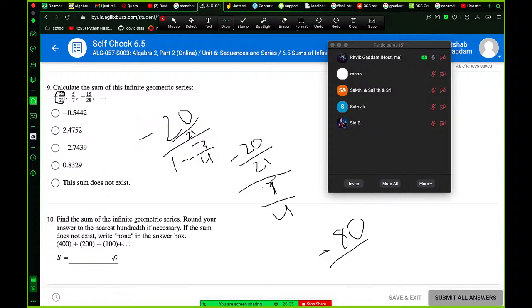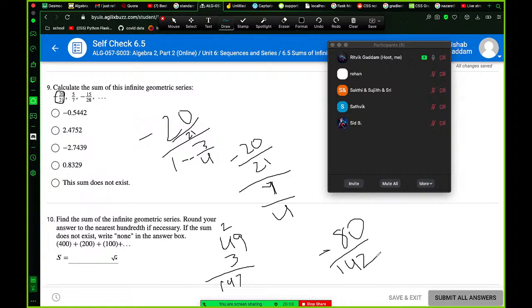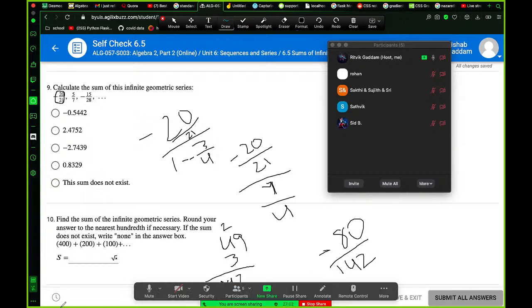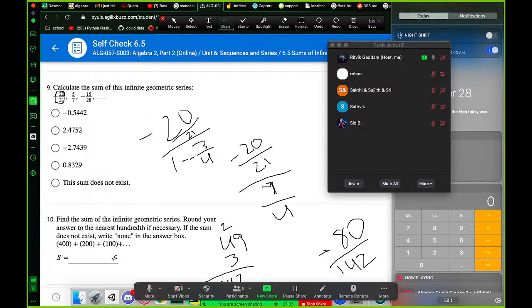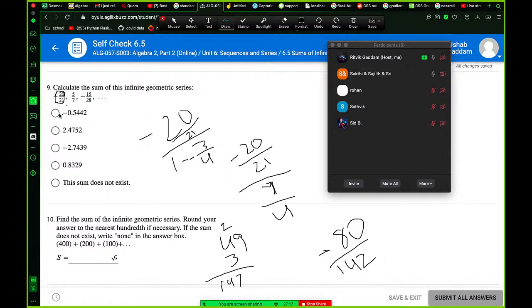So basically, you're going to have to flip this fraction over, and you get negative 80 over 49 times 3, and that's 7, it's 147. So you have negative 80 over 147, and that's negative 0.544. So it'd be the first one. Yeah. Okay.